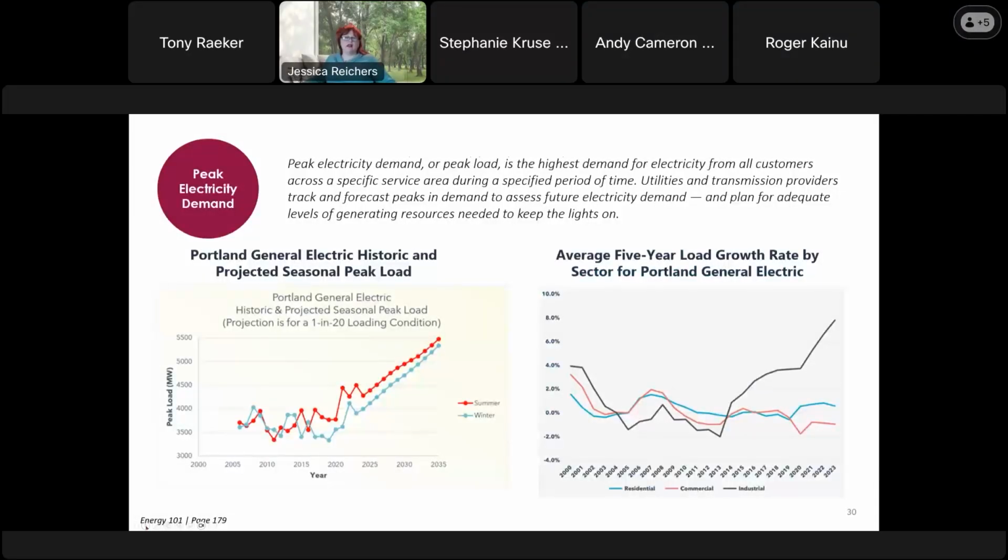And the next topic that I'm going to talk about is actually related to costs for electricity. We're going to talk a little bit about peak electricity demand, sometimes referred to as peak load. This is referring to the highest demand for electricity for a specific area, service area, geographic area for a specific amount of time. For example, your electric utility will have an annual load peak, which is the largest amount of electricity demand for that utility in a specific year.